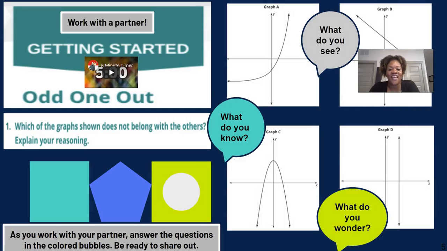All right, we're going to get started. With this particular activity, you may work with a partner, and this activity is called Odd One Out. Question 1 states, which of the graphs shown does not belong with the others? Explain your reasoning. As you work with your partner, you want to answer the questions in the colored bubbles.